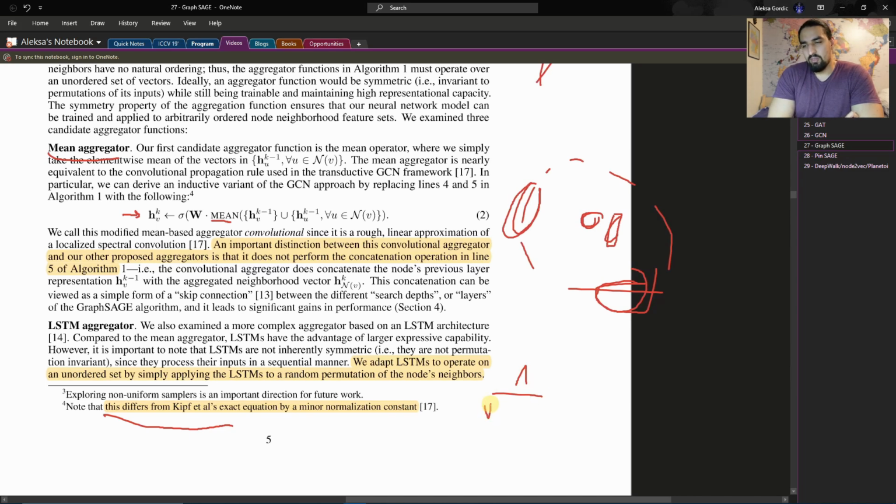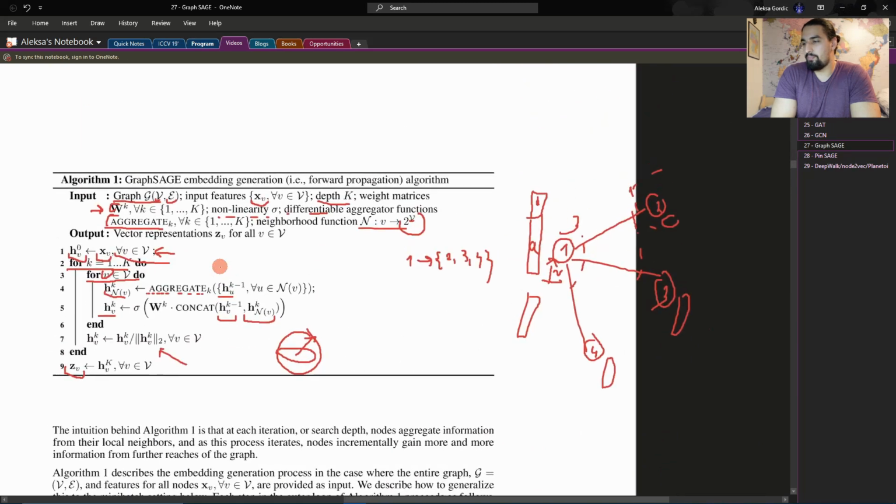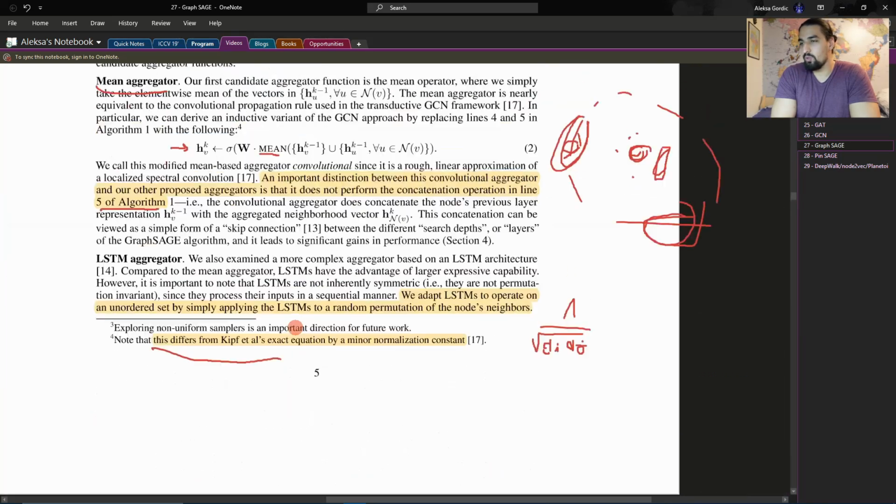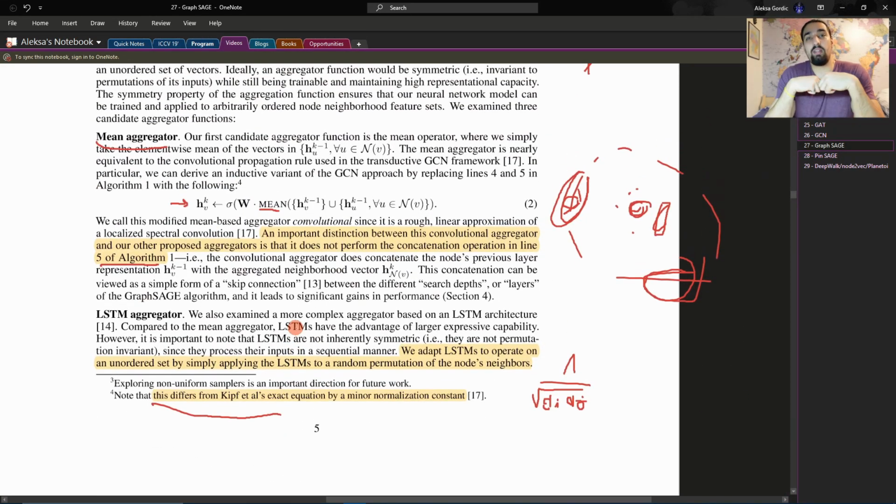If you remember, GCN had this 1 over square root of d_i d_j, which are basically the degrees of these nodes. So this node has some degree, and maybe one of these neighbors has some degree. Once you combine those two, you normalize them with this constant, whereas here they don't do that. They mention here an important distinction between this convolutional aggregator and our other proposed aggregators: it does not perform the concatenation operation in line 5 of algorithm 1. So that means here, if you remember, they just don't do this concat part. They just aggregate all of these together. That's the difference. Okay, so that's the mean aggregation function.